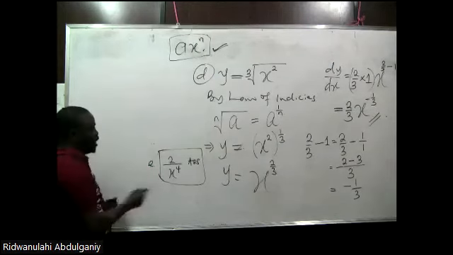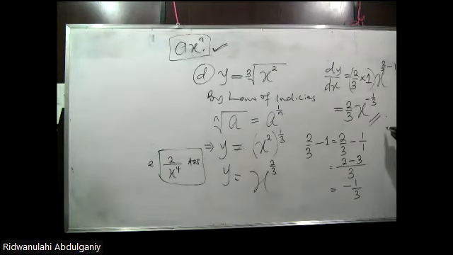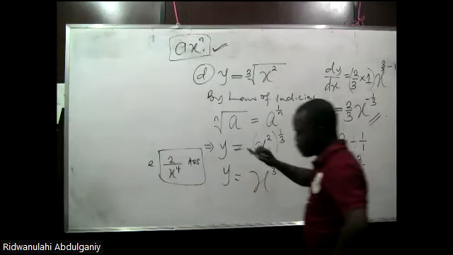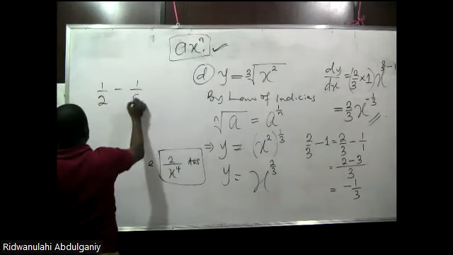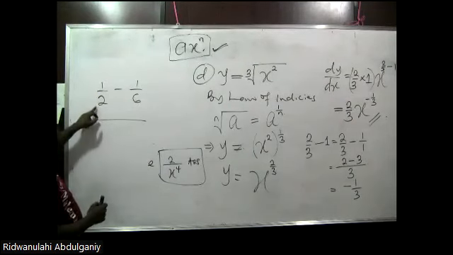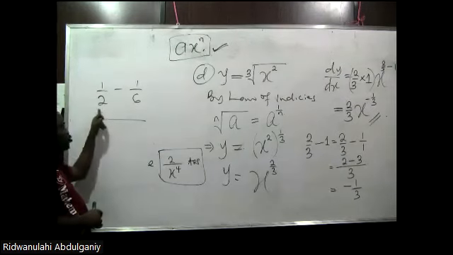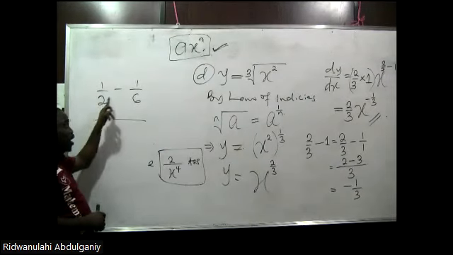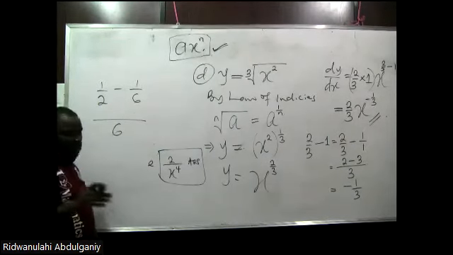For us to get the LCM, take for instance, suppose I have 1 over 2 minus 1 over 6. I will ask 2 and 6. Will 2 divide 6 or will 6 divide 2? 2 will divide 6. So that means that 6 is the LCM. But let's look at it this way.